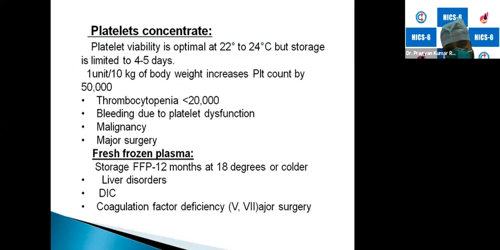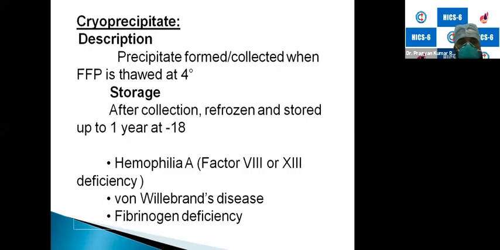Malignancies, major surgery. FFP, another component which we are very accustomed to giving in our critical care scenario, called fresh frozen plasma. And interestingly, it can be stored up to 12 months at minus 18 degrees. Usually indicated in liver disorder, which causes a lot of increase in INR, DIC, and coagulation factor deficiency.